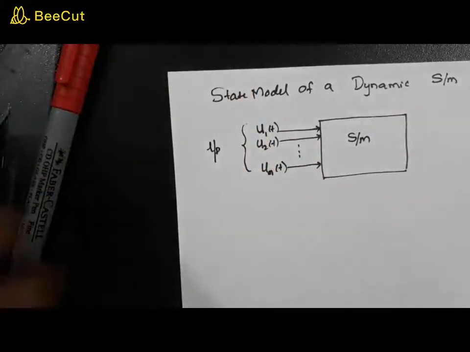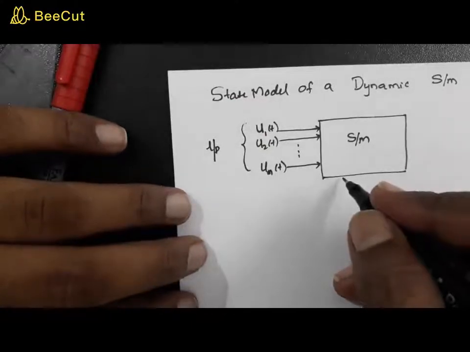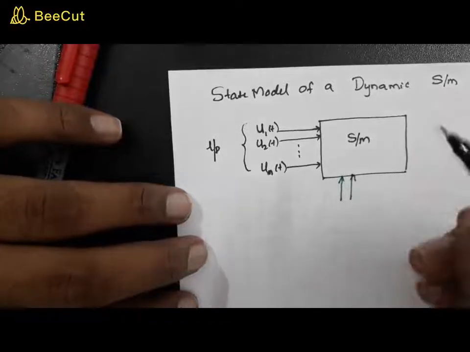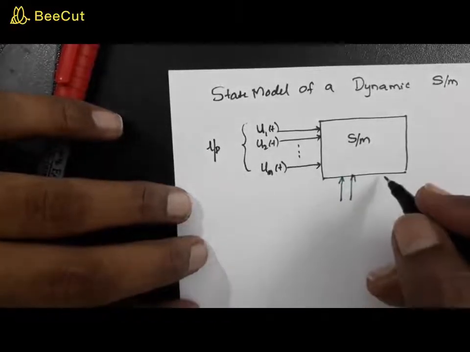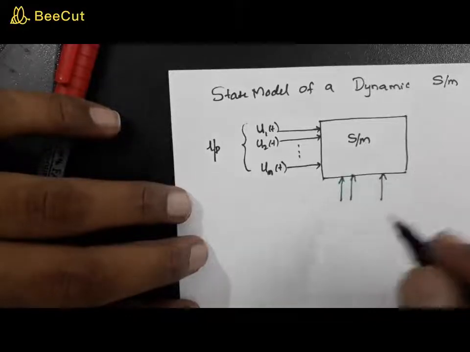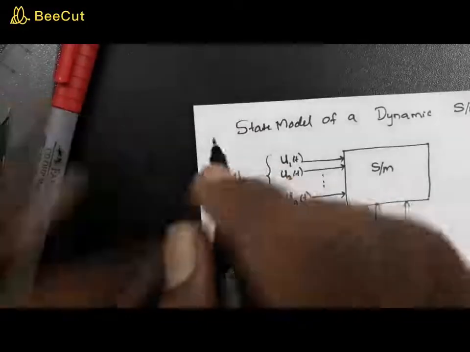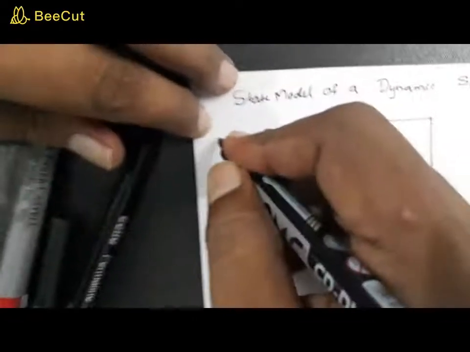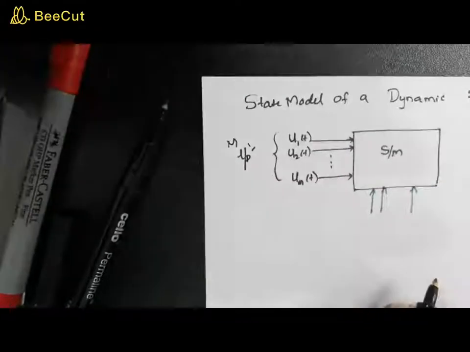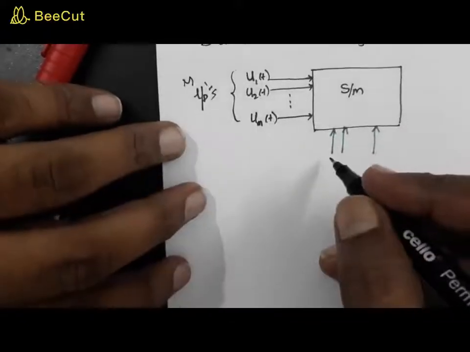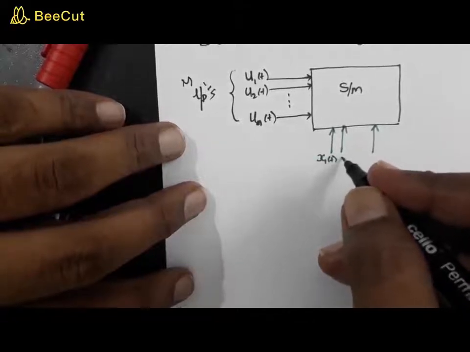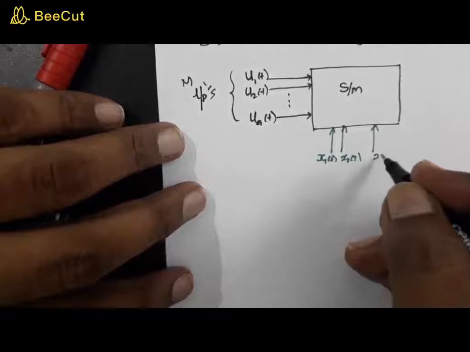Similarly, I'm going to define another set of variables called state variables. How many state variables? I'm assuming n state variables. So here you have m inputs, and you are going to consider n state variables, which I represent as x1 of t, x2 of t, up to xn of t.